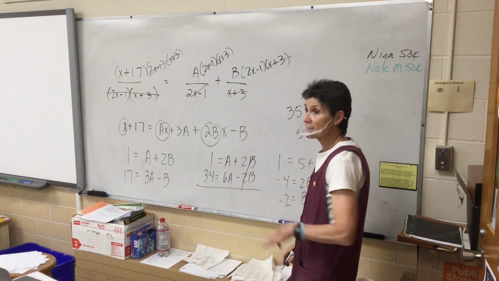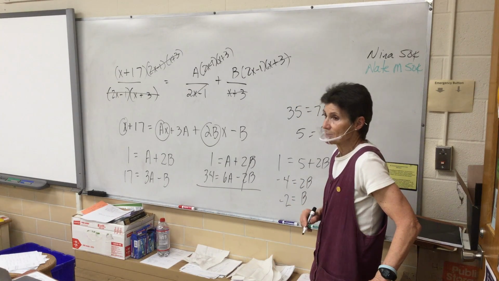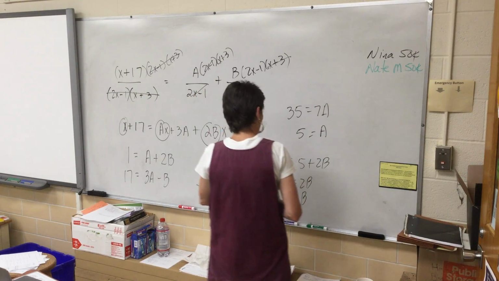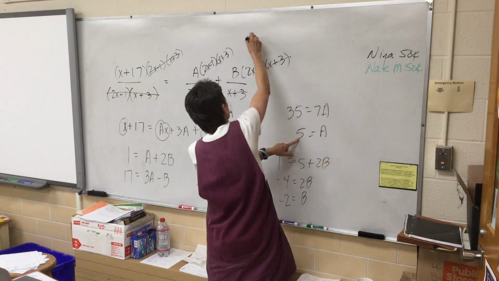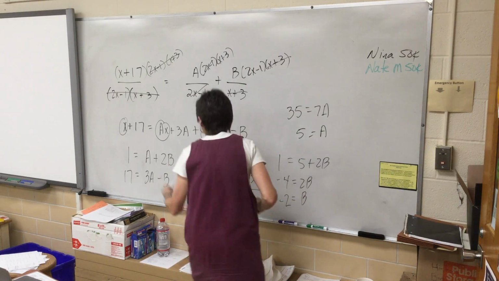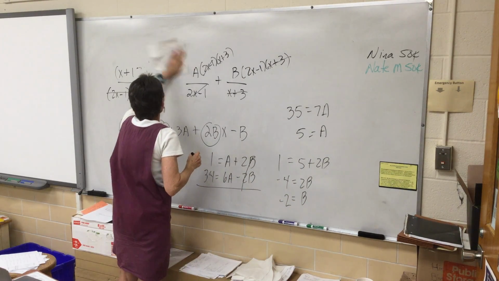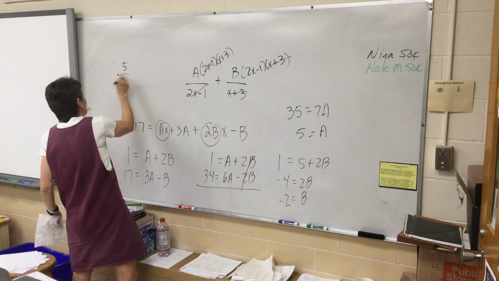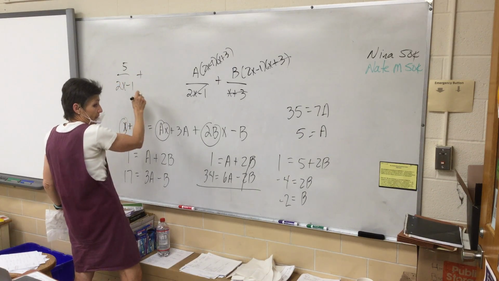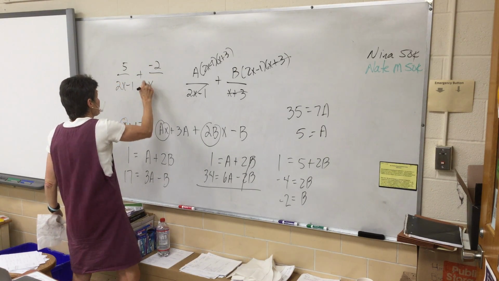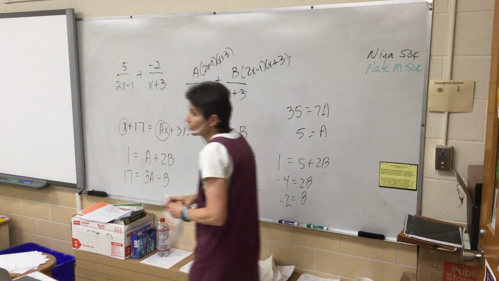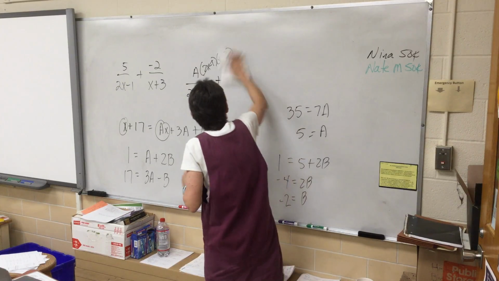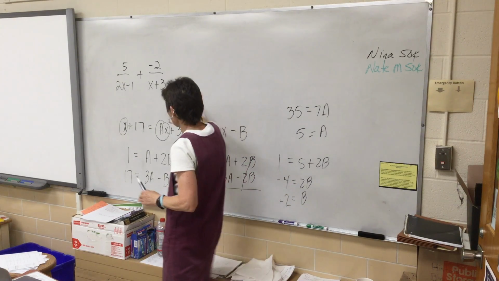And this is the one time that we don't write our answer as an ordered pair. Our answer is, what was my a? 5. So our answer is 5 over 2x minus 1 plus negative 2 over x plus 3. That's your answer. Those are the partial fractions. Those are the small fractions that will add up to give you your big fraction.